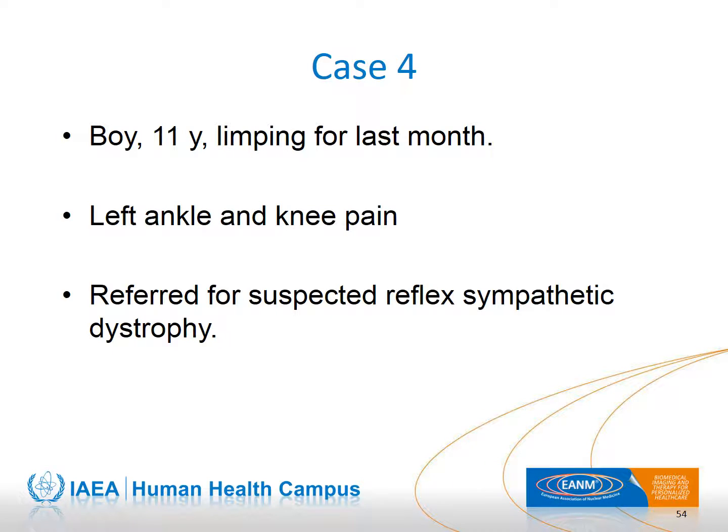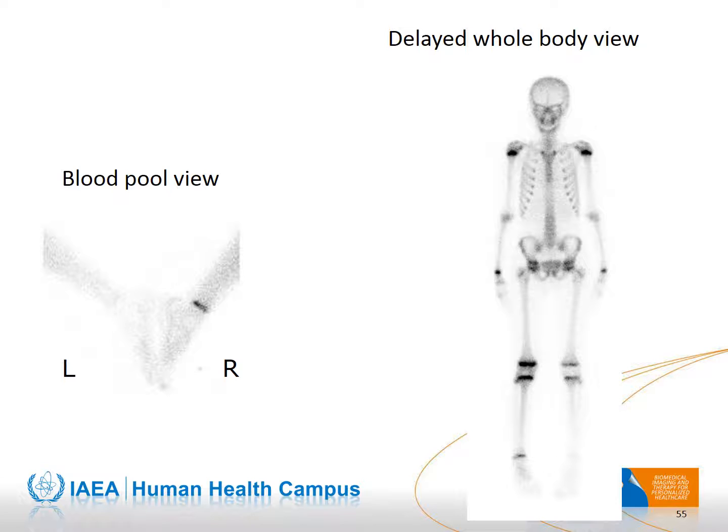Clinical case 4. An 11-year-old boy has been limping for a month and has pain on the left ankle and knee. Reflex sympathetic dystrophy is suspected. Do you think he may have left-sided reflex sympathetic dystrophy?